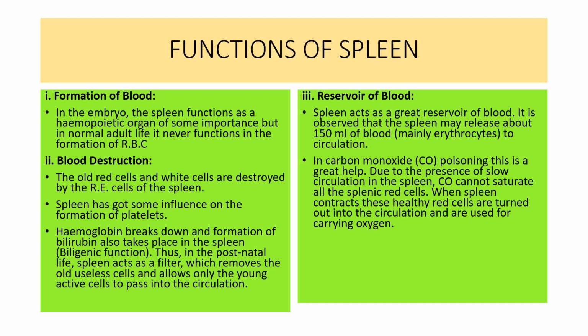In carbon monoxide poisoning, this is a great help. Due to the presence of slow circulation in the spleen, carbon monoxide cannot saturate all the splenic red cells. When spleen contracts, these healthy red cells are turned out into the circulation and are used for carrying oxygen.